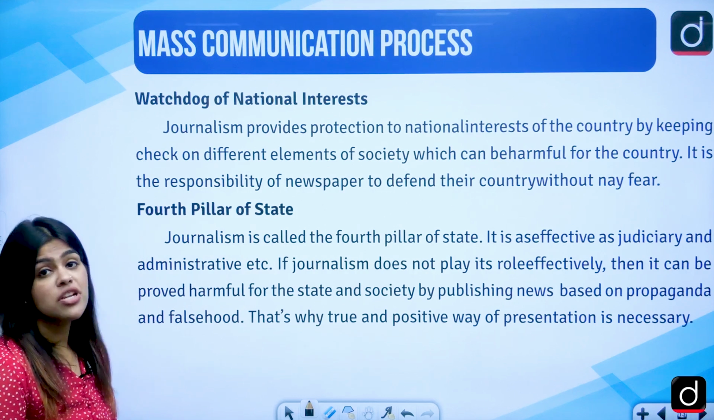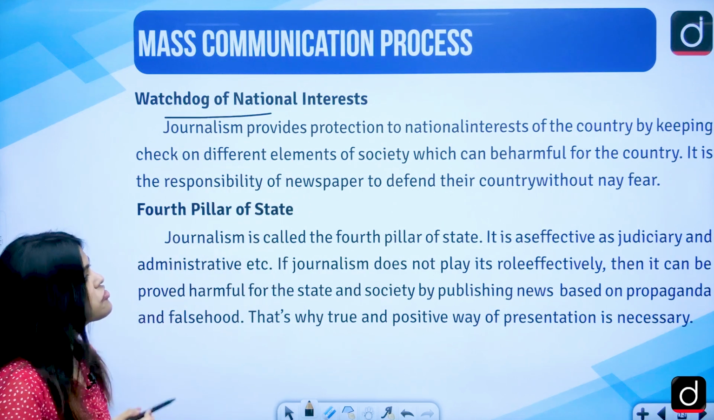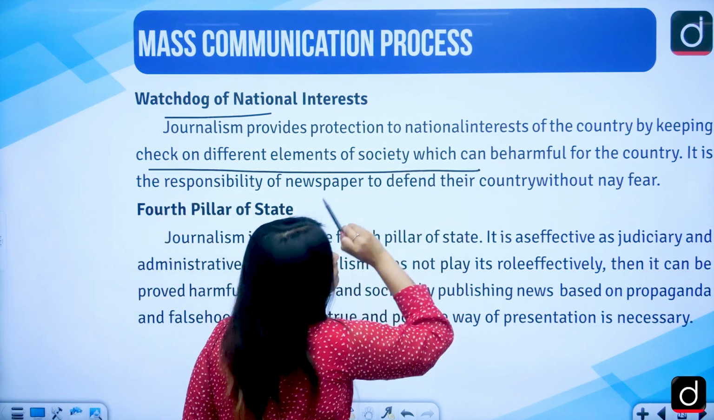Watchdog of national interest. Now, journalism also provides protection of the national interest of the country by keeping a check on the different elements of society.